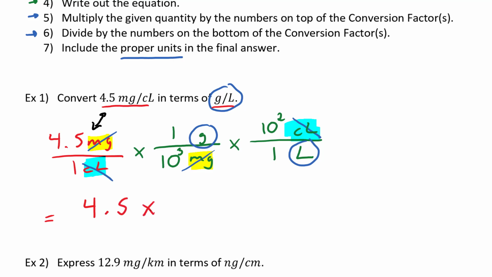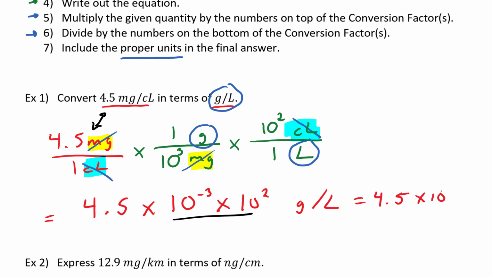4.5 times 10 to the 3 goes from the bottom to the top when I switch the exponent to a negative symbol, and 10 to the 2 is already on the top. And again, my units are going to be grams divided by liters. Combine these together: 4.5 times 10 to the negative 3 plus 2, which is negative 1, grams per liter. Final answer.